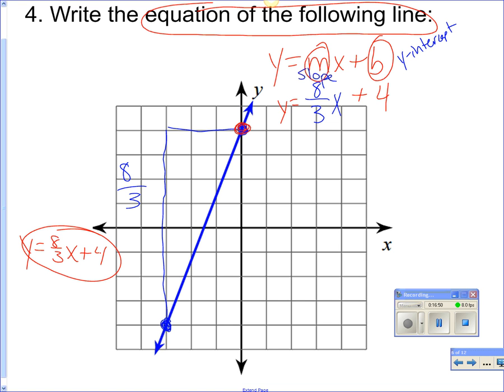Okay, so you had to find the slope and the what? Hey, guys, work with me here, please. Work with me. You had to find the slope and the what? The y-intercept.